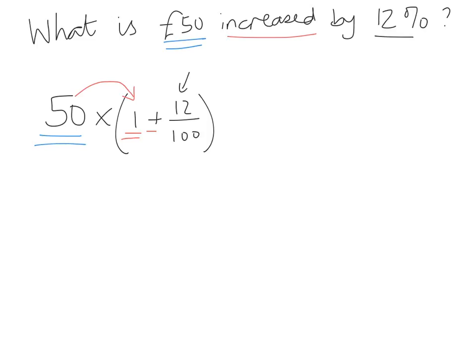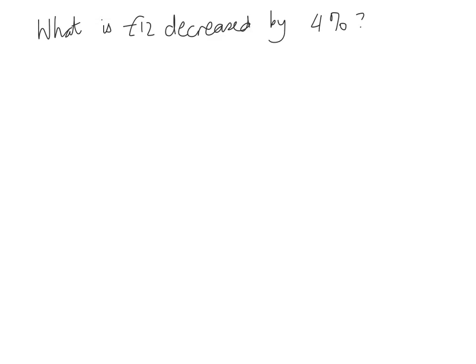50 multiplied by 1 plus 12 over 100 gives me £56. These brackets are important because they make me multiply by the whole amount there, not just one part of it accidentally. Now, the good news is exactly the same sort of thing will happen for percentage decreases.